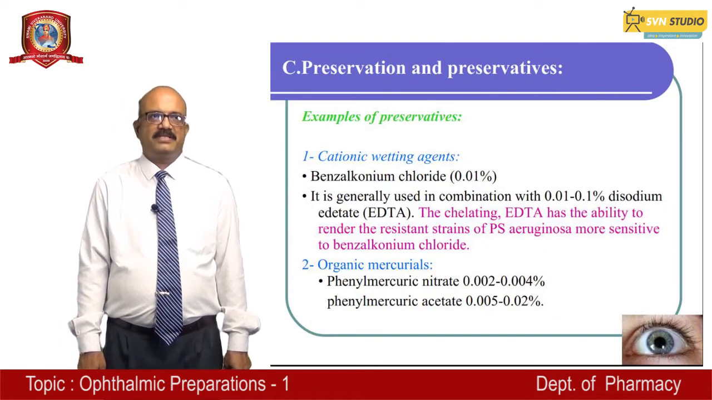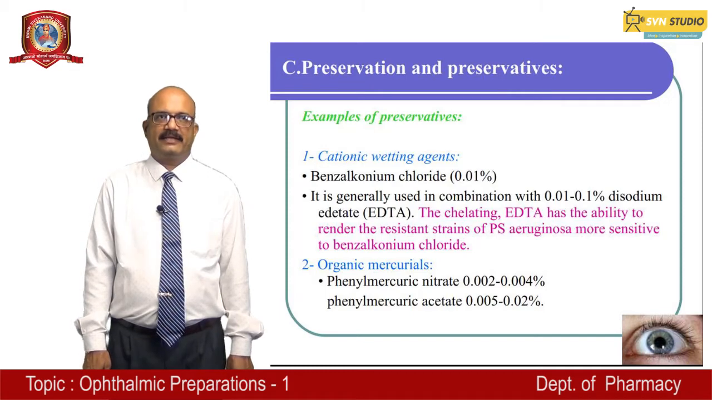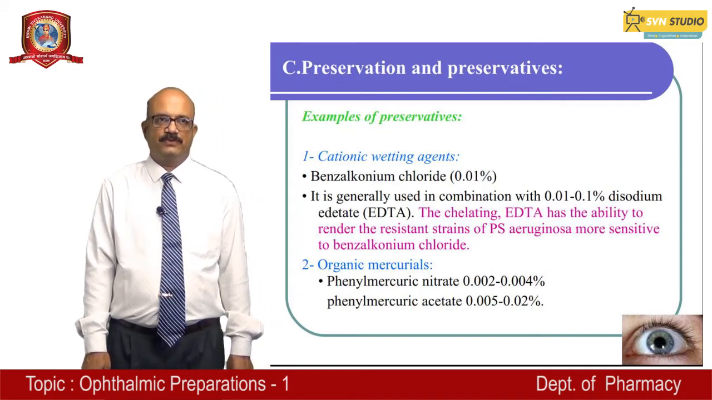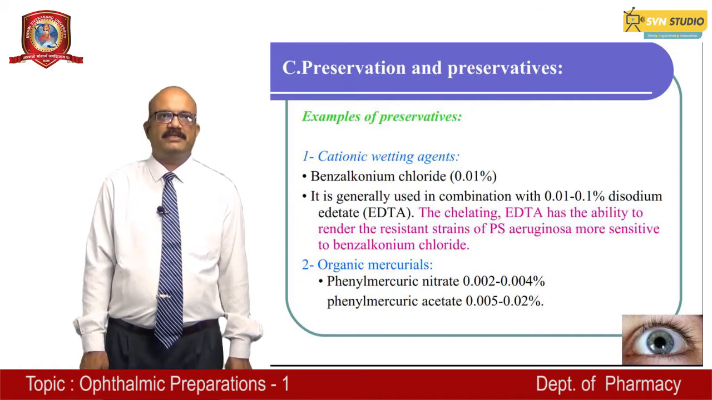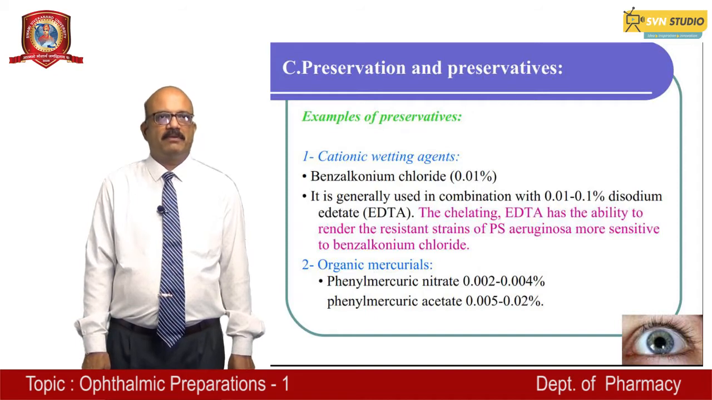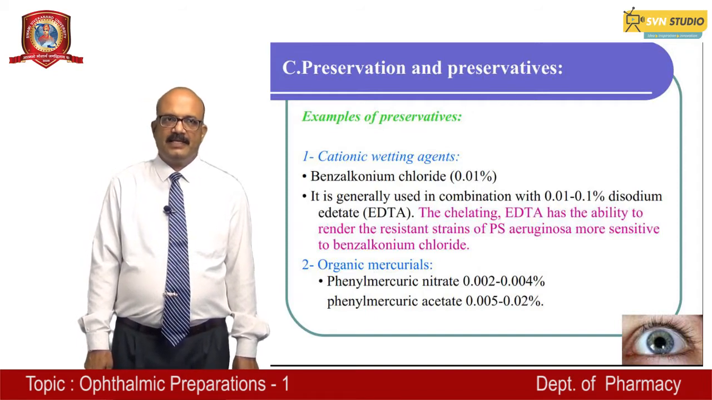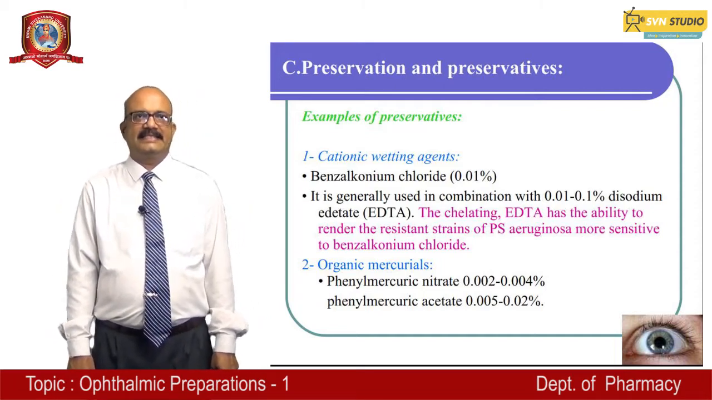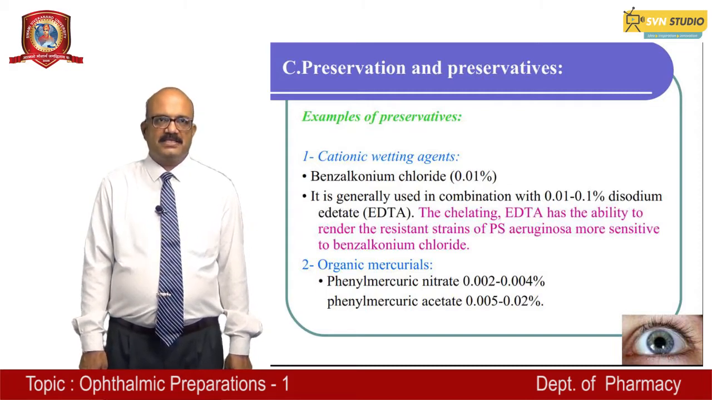Examples of preservatives: cationic wetting agents, such as benzalkonium chloride. Generally the concentration used is 0.01%. It is generally used in combination with 0.01 to 0.1% disodium edetate, tetraacetic acid. This is a chelating agent, and this EDTA has the ability to render the resistant Pseudomonas aeruginosa more sensitive to benzalkonium chloride.